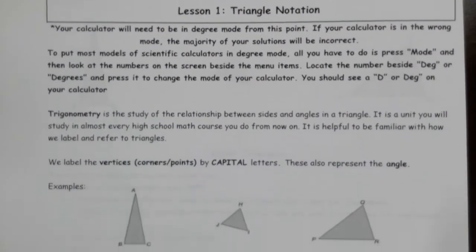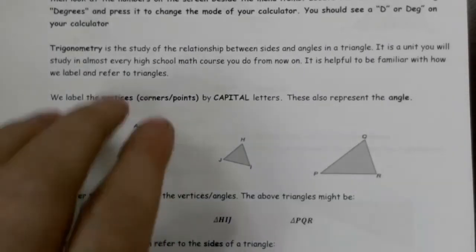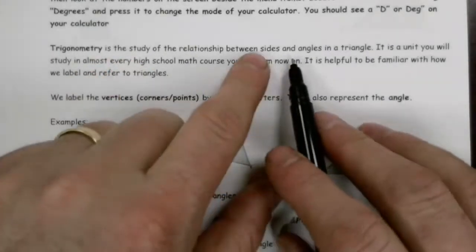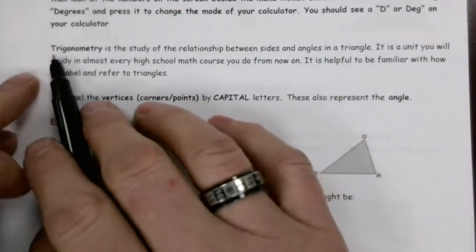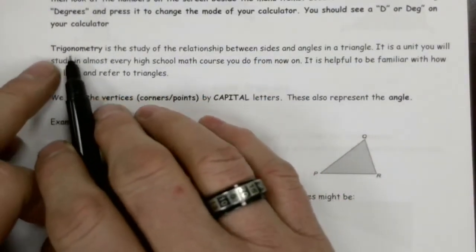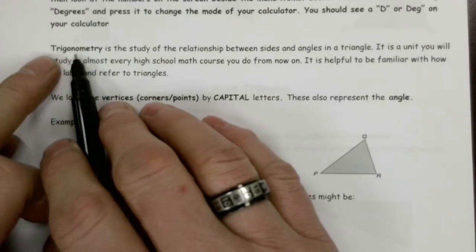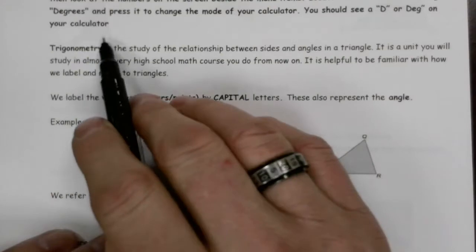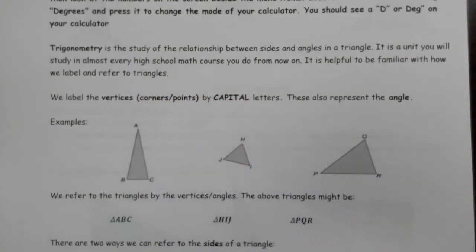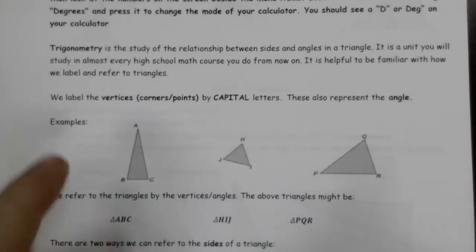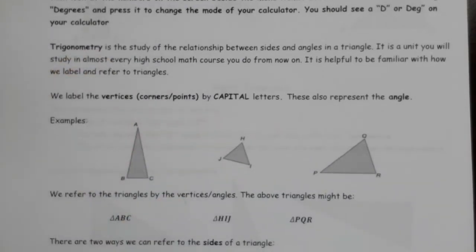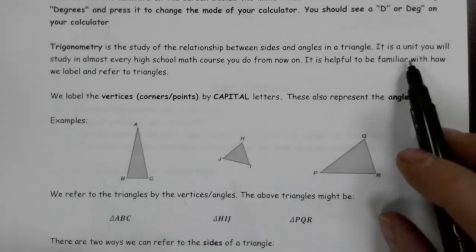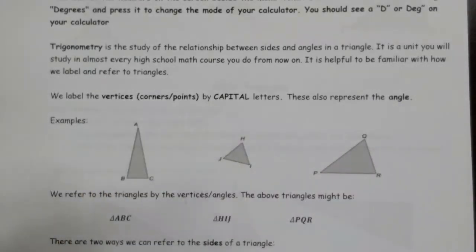Okay, now, with that said, let's talk about trigonometry. Trigonometry is the study of the relationships between the sides and angles of a triangle. It is actually a word that means three. The gono here refers to sides, three-side measure. Metry, anytime you see that at the end of a word, refers to measuring something. So three-side measure. And there's your triangle right there, right? It's a unit you study in almost every high school course that you take because it's really, really helpful.